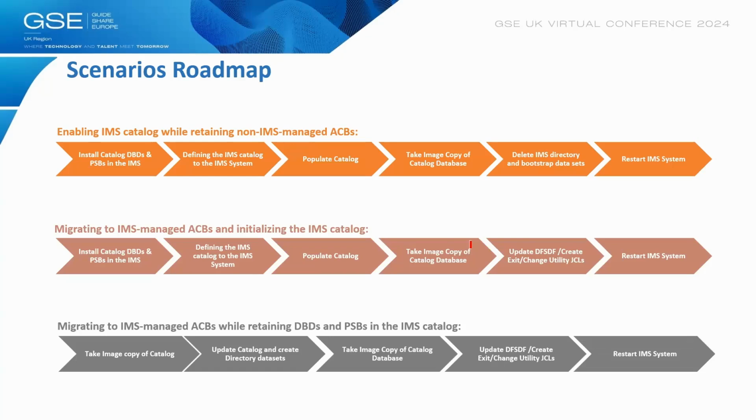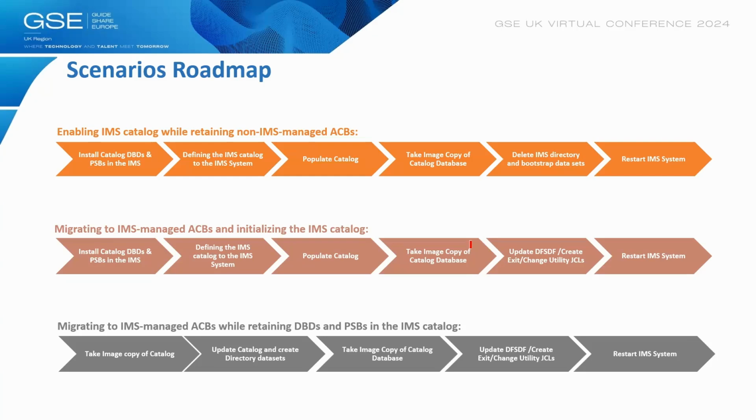If we take a look at the third scenario, here the IMS catalog is already active and initialized, so those steps are not required. However, you might want to take a backup of the existing IMS catalog before you make any changes to it. The next step is to populate the IMS catalog and create the data sets which are required, and also to create the IMS directories and load them with the initial data.